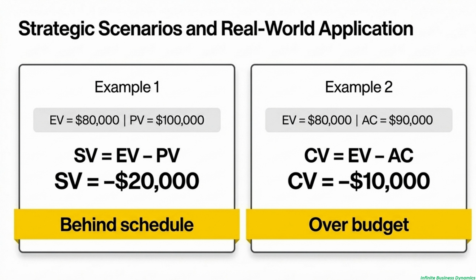Over on the left, in example 1, our earned value is $80,000, but we had planned to have $100,000 done. So SV is EV minus PV. That gives us a negative $20,000. The immediate diagnosis: we are behind schedule. Now look at example 2. Our EV is still $80,000, but our actual cost is $90,000. So CV is EV minus AC, giving us a negative $10,000. The diagnosis: we're over budget. See how fast that gives you a clear picture?